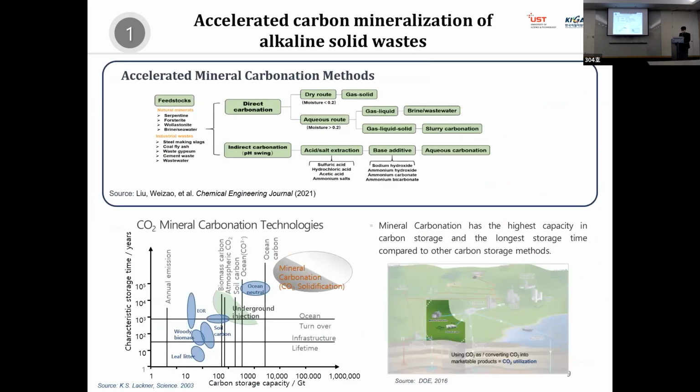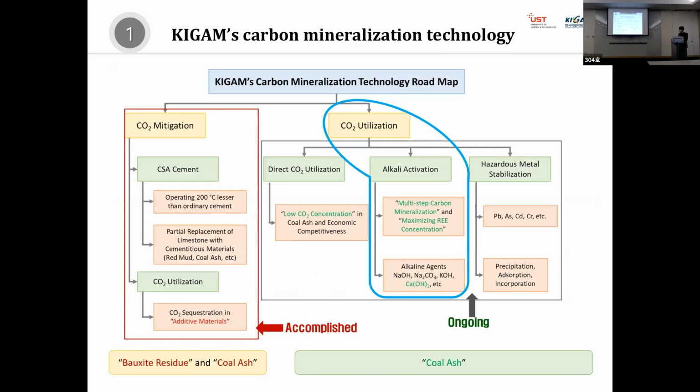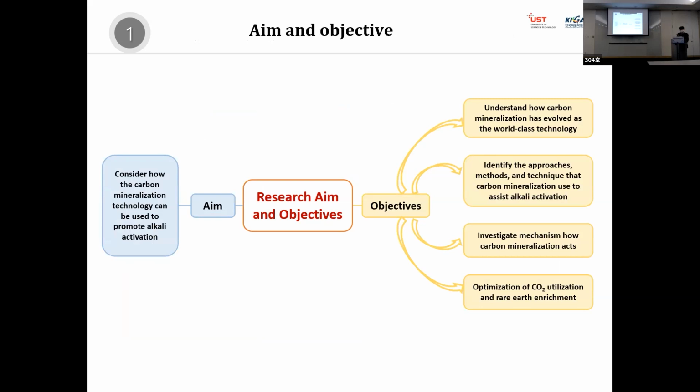Also, carbon mineralization technology is a very advanced process to be commercialized, now and in the future, and it also contributes to carbon dioxide sequestration. That's why in this program in our lab, our development roadmap and research in this area, we utilize carbon dioxide and alkaline material combined together to produce rare earth enriched coal ash and also sequestration of carbon dioxide. Our aim is to develop a process that effectively enriches rare earths, utilizing carbon dioxide in combination with alkaline activation.